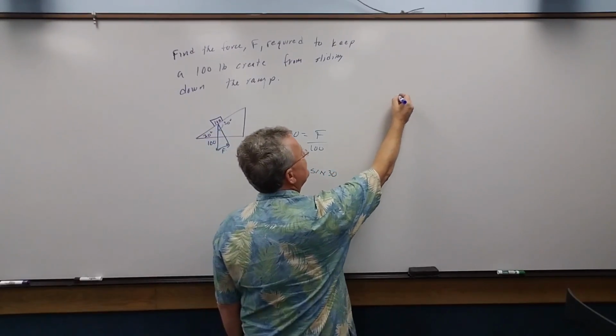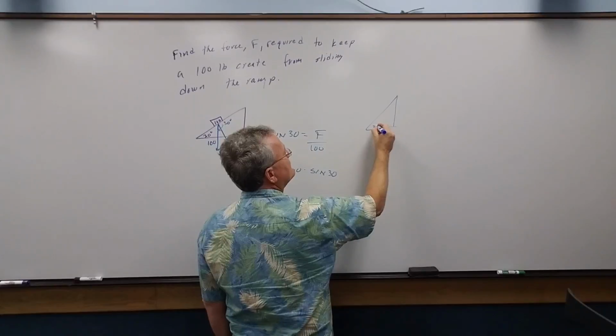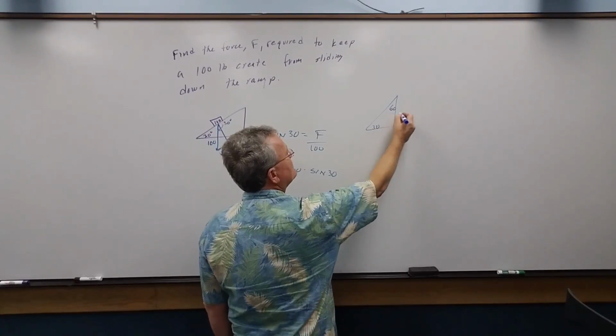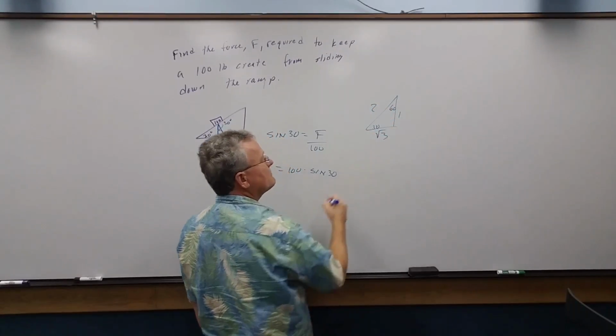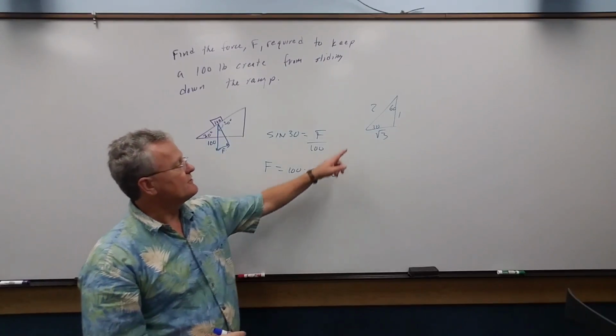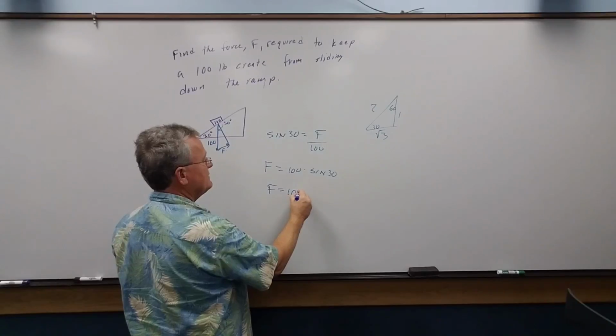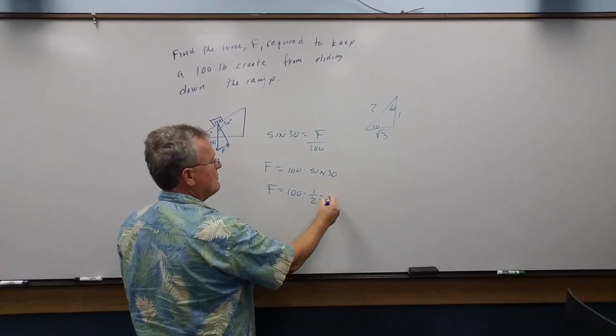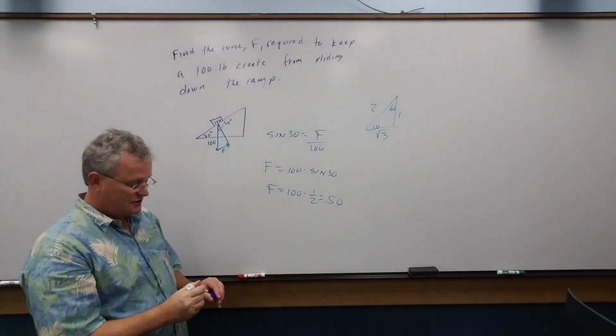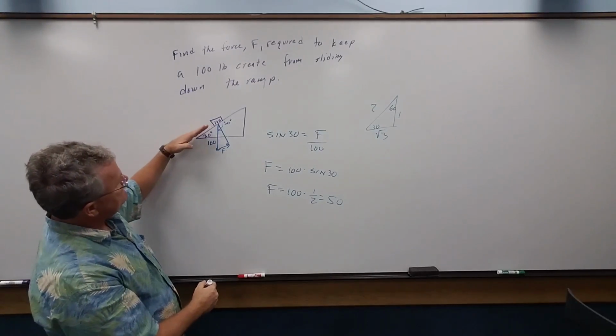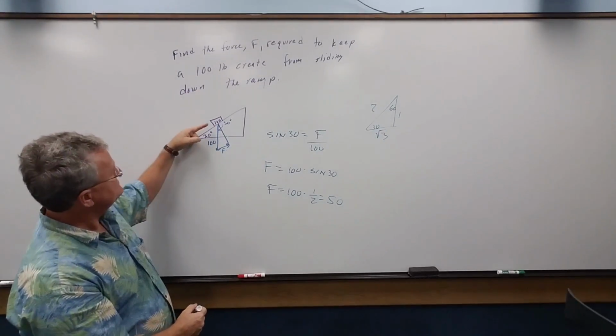The sine of 30: in a 30, 60, 90 triangle, we have 1, 2, square root of 3. So the sine of 30 is a half. So the force needed is 100 times a half, or 50 pounds. So someone would need to exert 50 pounds of pressure this way.